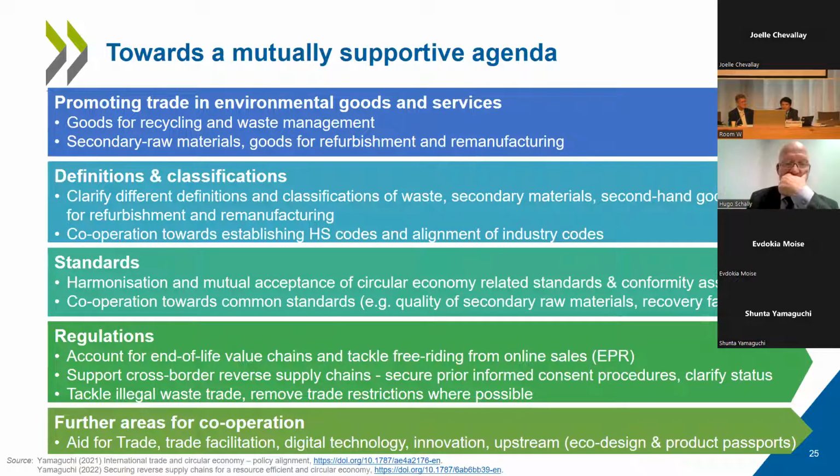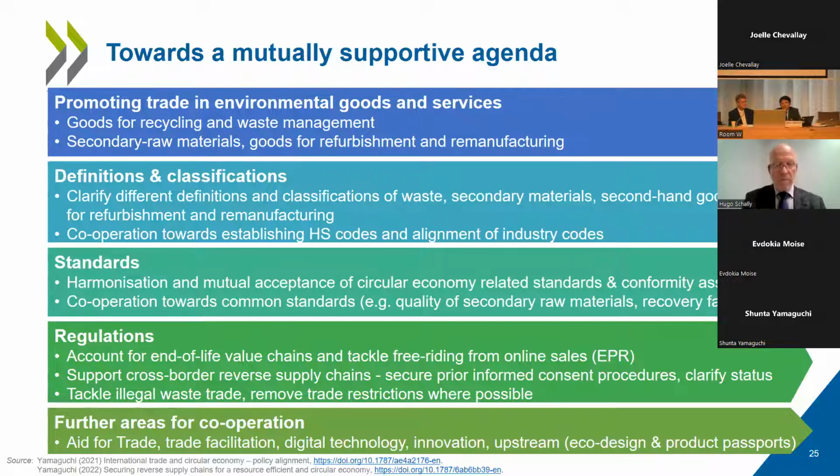So towards a mutually supportive trade and circular economy agenda, there's several things that we could possibly consider. The first is promoting trade in environmental goods and services, such as those related to recycling and waste management, or secondary raw materials and goods for refurbishment and manufacturing. The second point on definitions and classifications, this is a complicated story, as there are differences in definitions and classifications of waste, secondary materials, secondhand goods, and goods for refurbishment and manufacturing, and those relationships also with the harmonized system codes. So possible alignment or more clarification of this is very important.